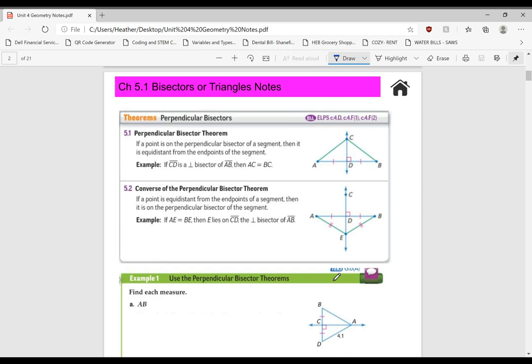Good morning, guys. Let's go ahead and start on chapter 5.1, which is bisectors of triangle notes.